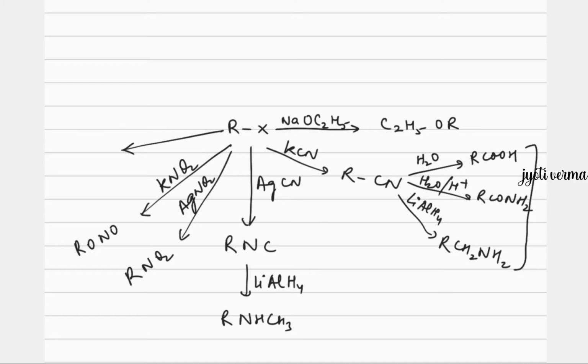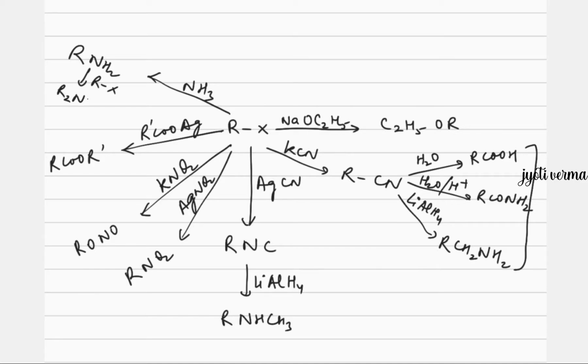We can do the reaction of alkyl halides with the silver salt of carboxylic acid. We will get esters, RCOOR. We can do the reaction with ammonia. We will get primary amine, that is RNH2. Further on reaction with RX, secondary amine R2NH. Further on reaction, that is tertiary amine, etc.